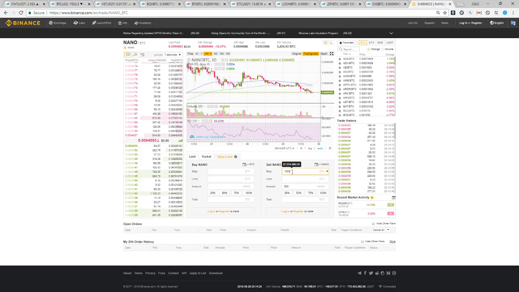So 3% off of 1,000 is 970 Satoshi. As soon as the price hits 970 Satoshi, it's going to execute that order. It's going to stop whatever's going on and go and place a limit order for you, and you have to have a little bit of space between the two.